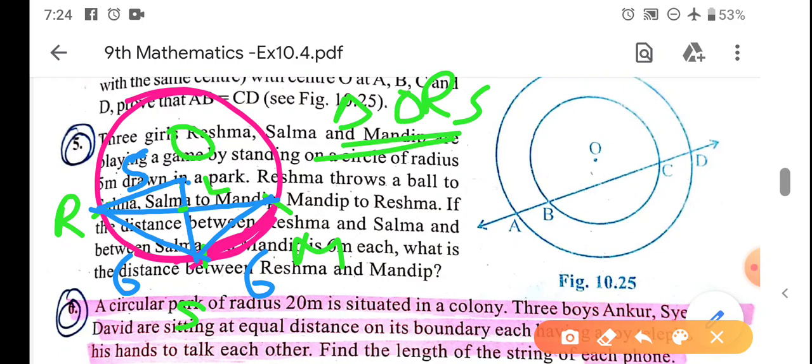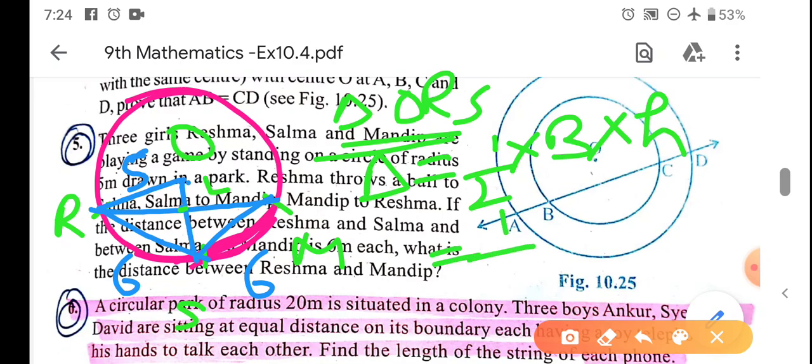The general formula for the area of a triangle is half into base into height. What you observe from here is that this is the center, this is a chord, and this is perpendicular. The perpendicular to the chord bisects it. So we take base OS and height RL.